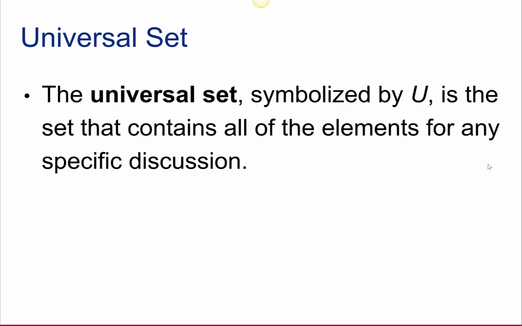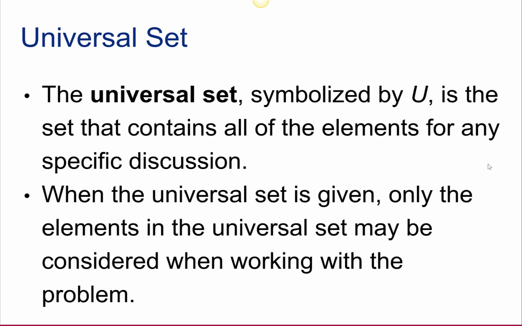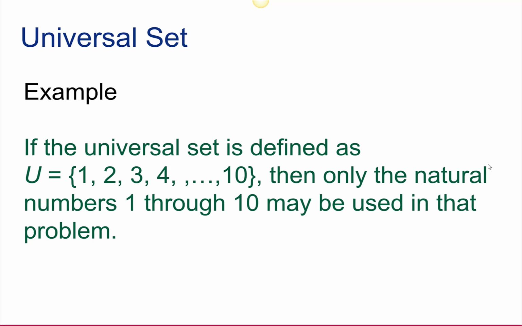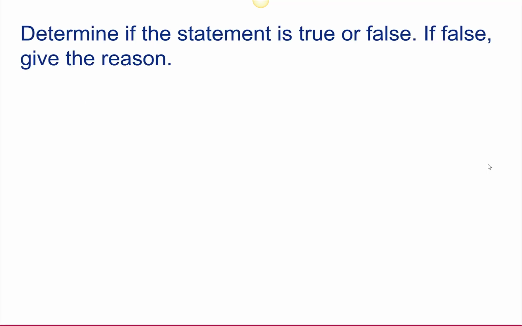The universal set, symbolized by capital U, is a set that contains all the elements for any specific discussion. When the universal set is given, only the elements in the universal set may be considered when working with the problem. And we'll see this as we move into the next sections. So for example, if the universal set was defined as 1, 2, 3, 4 through 10, then only those natural numbers 1 through 10 can be used in that problem.